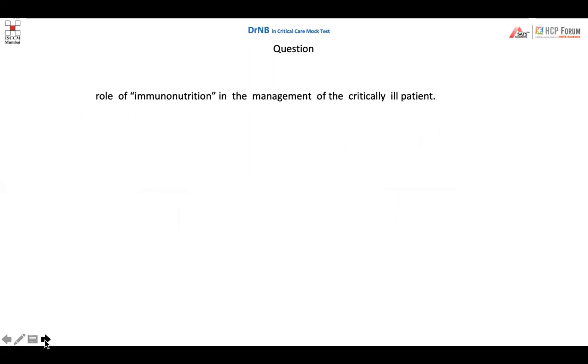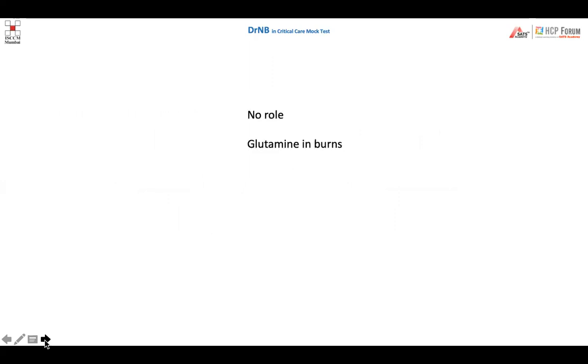Role of immunonutrition in the management of critically ill patients. There is no role of immunonutrition. There is some role of glutamine in burns.